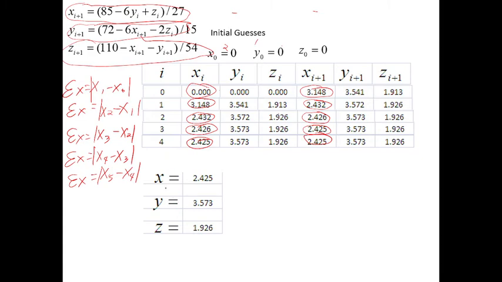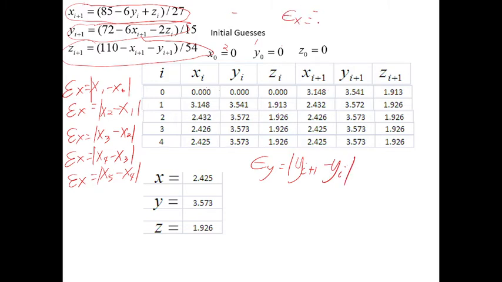So, we can now proceed. Similarly, ganun din, meron ka ding y. Palitan mo lang yan ng epsilon y. Ang formula niyan, y sub i plus 1 minus y sub i, para sa x, x sub i plus 1 minus x sub i. Kaya nagko-converge din yun sa y, hanggang umabot dito. Then, sa z, ganun din.